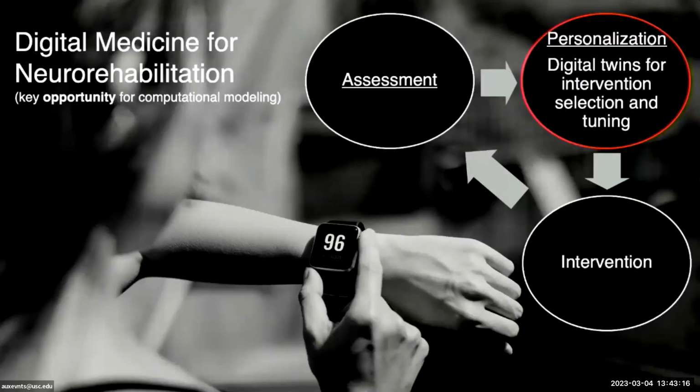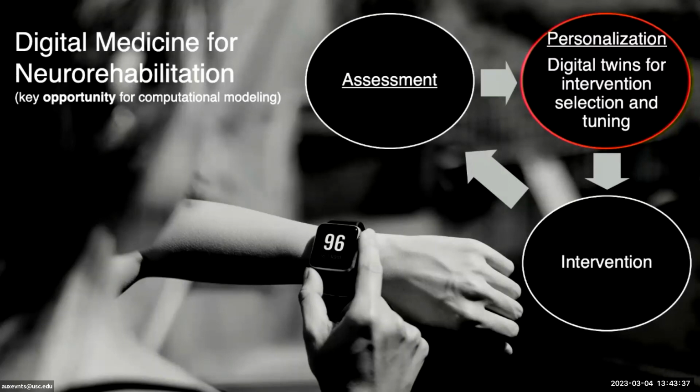Okay, so what are the key opportunities for computational modeling? To me, within the context of digital medicine for neuro rehab, I think it really is around creating digital twins that allow us to do intervention selection and tuning. Because ultimately, without this personalization, we aren't able to develop those digital medicine approaches that actually help to make people healthier.